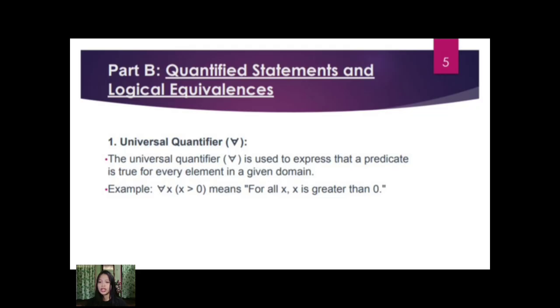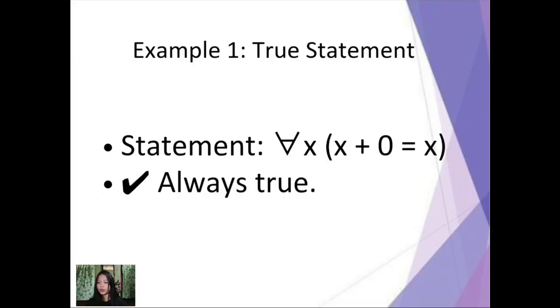So in simple words, every number is greater than 0, but this is not true if we include negative numbers or 0. So the statement depends on the domain, or the set of numbers we are talking about. For simple example 1, which is a true statement: for all x, x plus 0 equals x. So for all x, adding 0 does not change the number, which is always true.